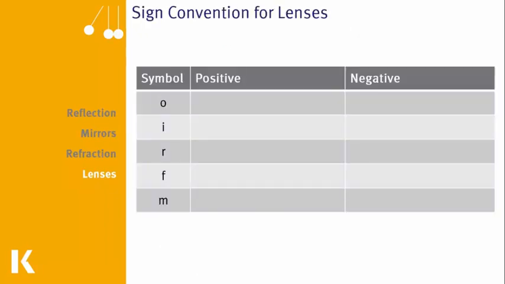Just like mirrors, lenses have their own sign conventions you should know. Object distance is positive when the object is on the same side as the light source, and O is negative when the object is on the opposite side of the light source. This mainly comes into play when you're dealing with combinations of lenses, so the image of the first lens will become the object for the second lens.